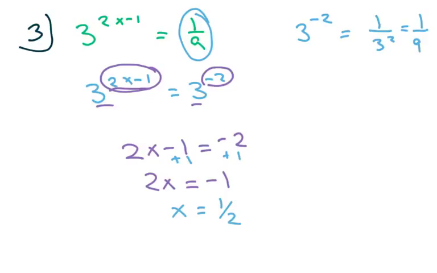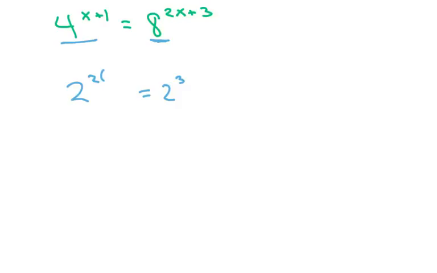You plug it in, you're going to get 3 to the 2 times 1/2 minus 1. And that would have told you right away that we didn't do it right, because when I divided, I should have put a negative here. So I'm going to put a negative here. And when you take care of that, you're going to get 3 to the negative 1 minus 1, which is 3 to the negative 2, which equals 1 over 9.